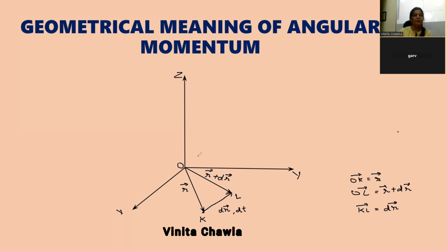Now what will we do? We'll draw a parallelogram. We'll consider this as a part of a parallelogram, and using this, complete this parallelogram. Okay, so this point is M.